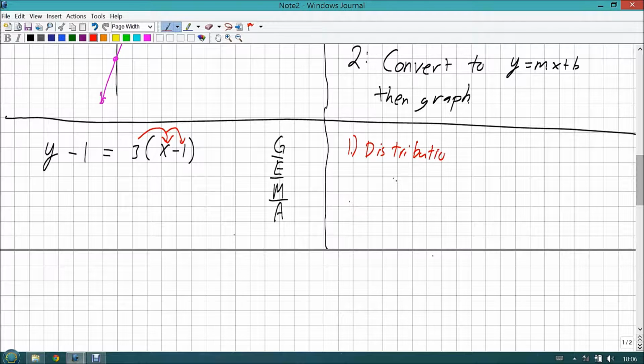And this is a mistake I see all the time. And by all the time, I mean pretty much on every test that I've ever given. When we have a distribution portion, somebody messes it up. So we get 3 times x is 3x. 3 times negative 1 is negative 3. And we still have the y minus 1 on the other side. Now next I want to get y by itself. So what am I going to do? Yes, I'm going to add 1 to both sides.